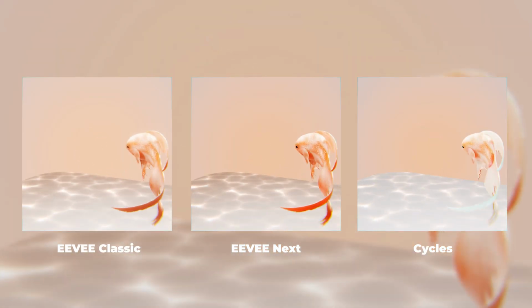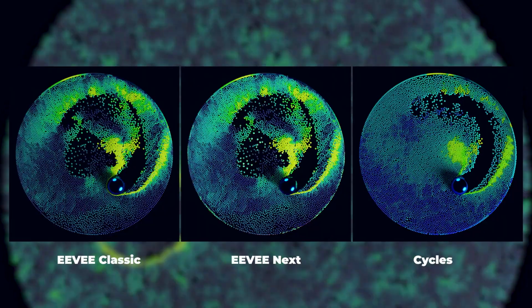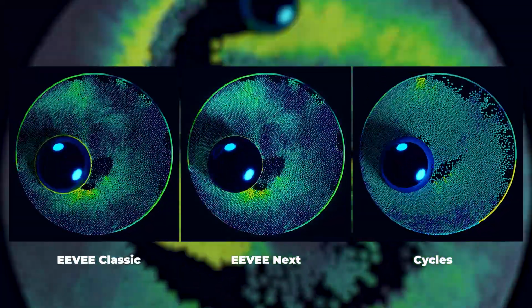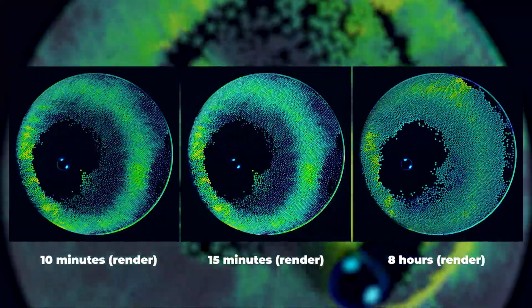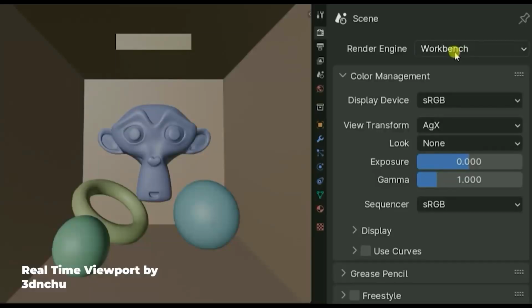Then you can see a scene of fish animation with caustics that are simulated on EEVEE Classic and EEVEE Next, and realistic on Cycles. You can also see different scenes with different render results from EEVEE to EEVEE Next and Cycles.